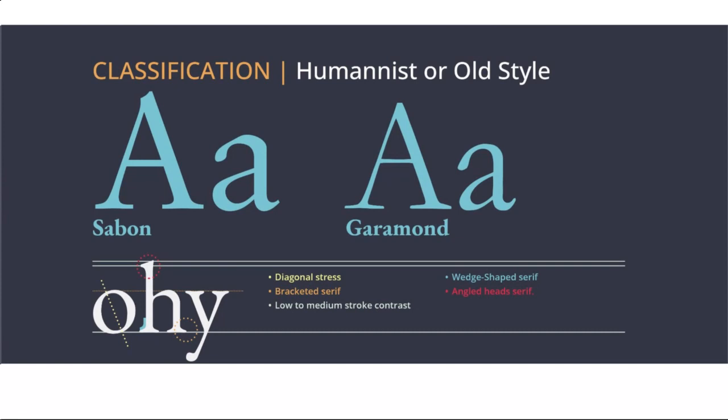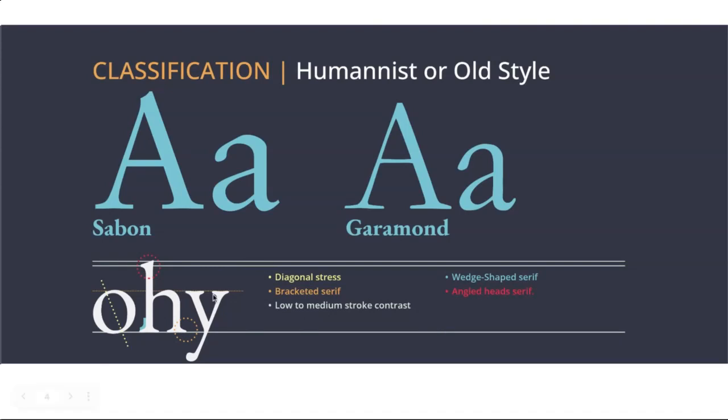Another classification is humanist or old style. Both words mean the same here. Sabon and Garamond are two typefaces that fall under that classification. Again, you'll see a diagonal stress here when we look at the O. We'll see a bracketed serif here, so it's bracketed and then a really nice curve where the serif connects to the letter form. Low to medium contrast, so you can see there's a little bit of contrast between the thinnest point of the letter form versus the heaviest or thickest part of the letter form.